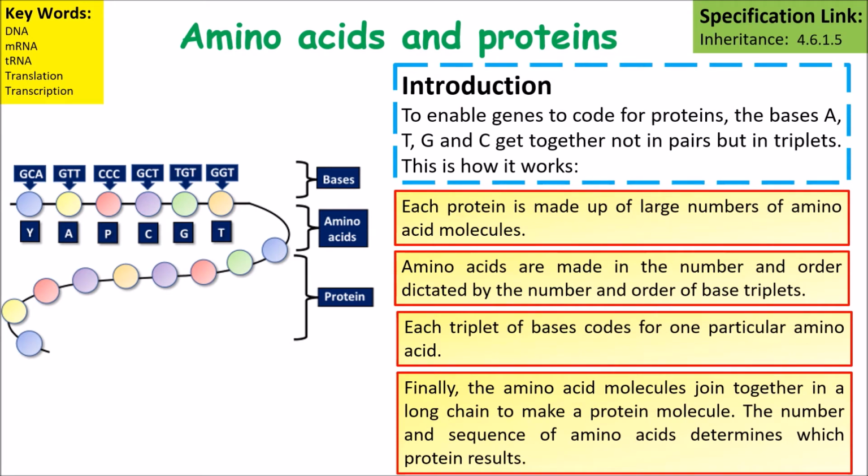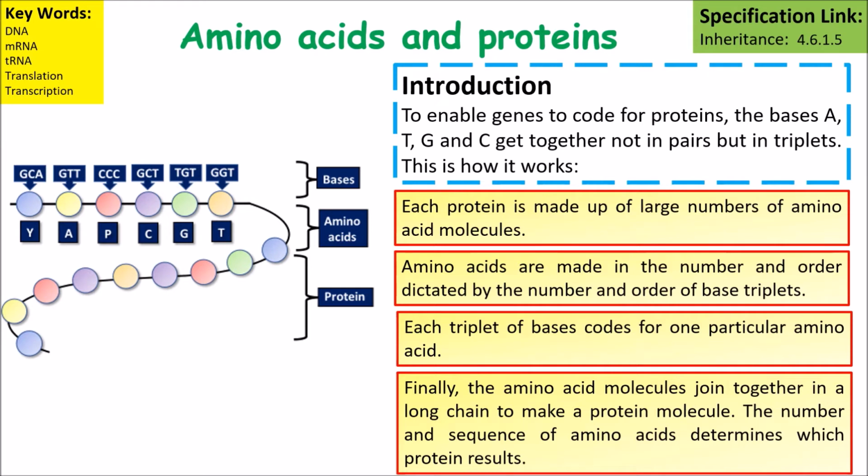So, to enable genes to code for proteins, the bases A, T, G, and C get together not in pairs but in triples, or triplets. So this is how it works. Each protein is made up of a large number of amino acid molecules. Amino acids are made in the number and order dictated by the number and order of the base triples. Each triplet of bases codes for one particular amino acid.